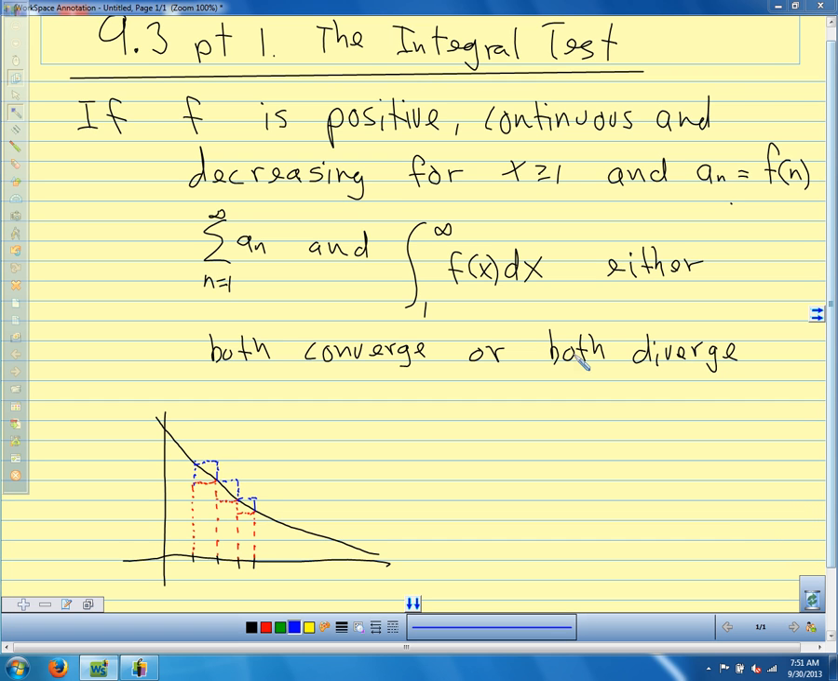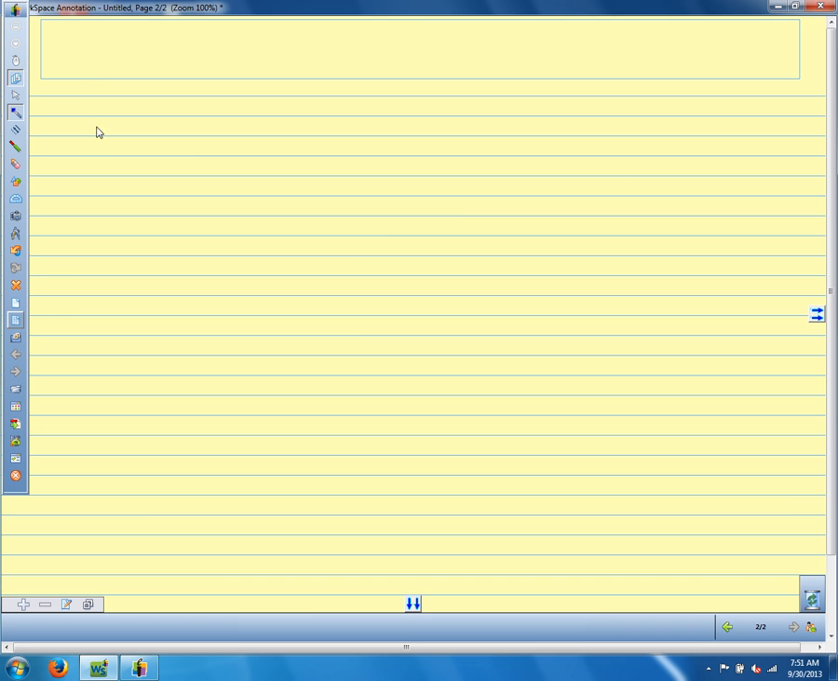So let me look at a couple of examples. And then we will be done. That's really all I wanted to talk about today, was to talk about the integral test. So let's look at an example. So we have the sum n equals 1 to infinity of 1 over 3n plus 5.